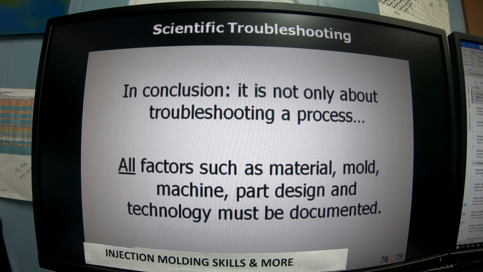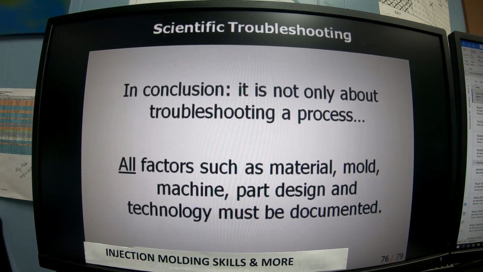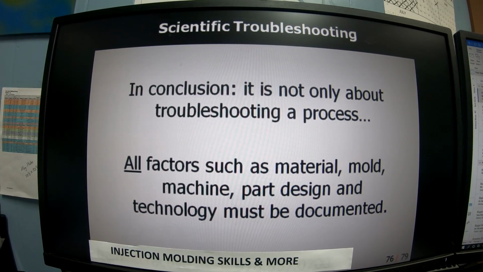In conclusion, it's not only about troubleshooting a process. All factors such as material, mold, machine, part design, and technology must be documented.